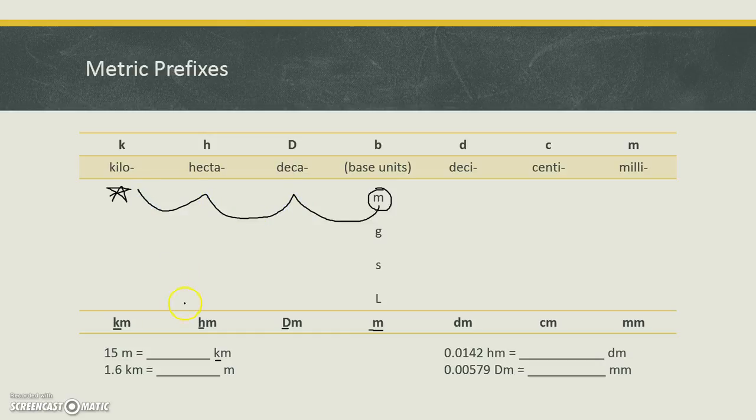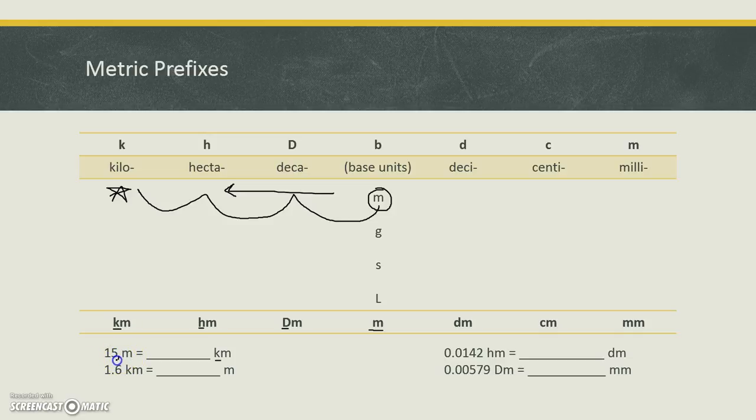Okay, we're going to move the decimal 3 times. And what direction did we go? We went to the left. So we're going to move our decimal 3 times to the left. Well, 15 doesn't have a decimal. So if there's no decimal there, we assume that the decimal is at the end, just like a period would be at the end of a sentence.